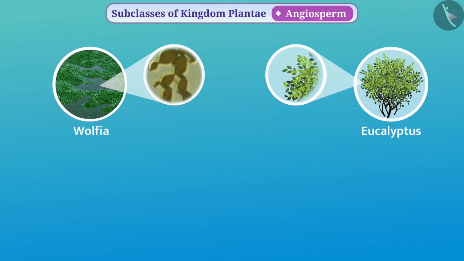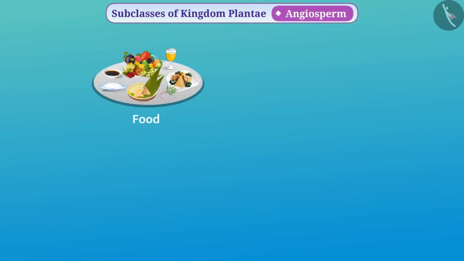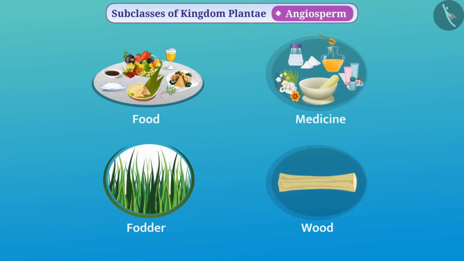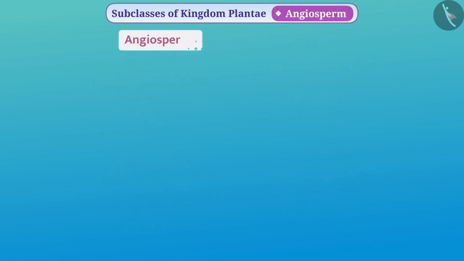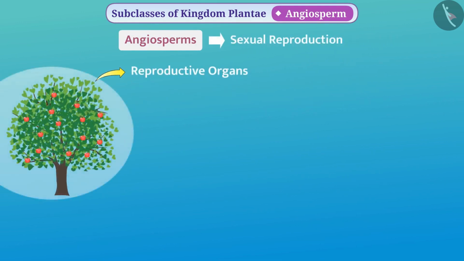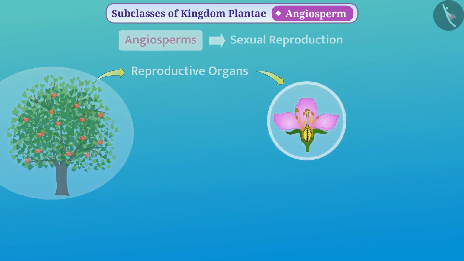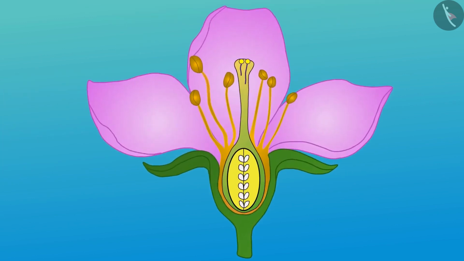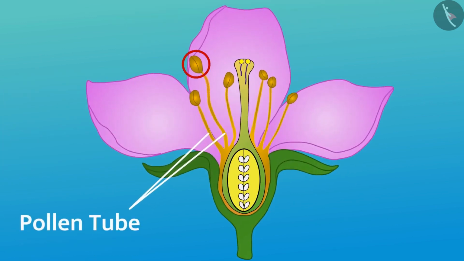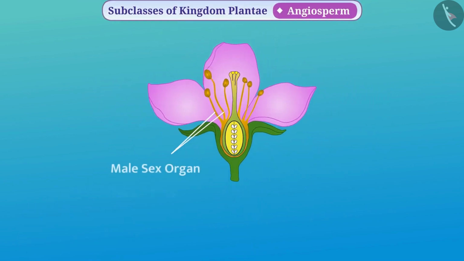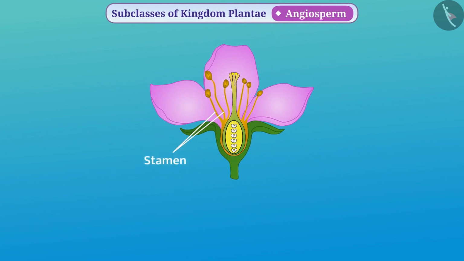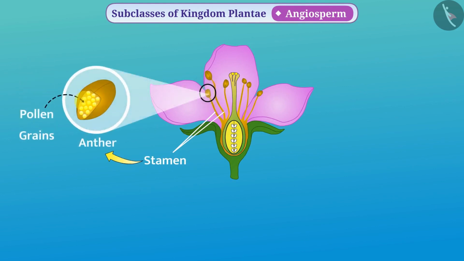They are found in various places. From angiosperms, we get food, medicines, fodder, wood, and other products. Angiosperms produce offspring through sexual reproduction. The reproductive organs of these plants are found in flowers. If you look inside the circle of petals of the flower, you will find some thin tubes having inflated tops. These are the male sex organ of plant called stamen. The stamen has two parts. The upper inflated part is called anther, in which the pollen grains are formed that have male gametes. The long and thin part attached to anther is called the filament.